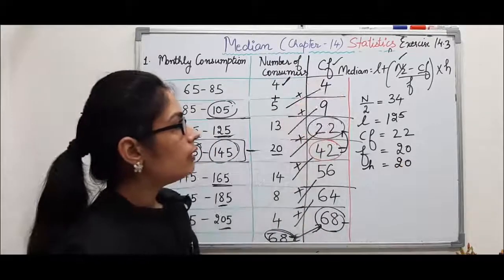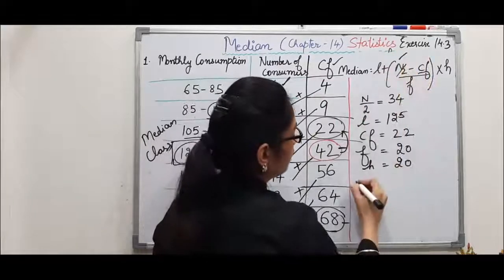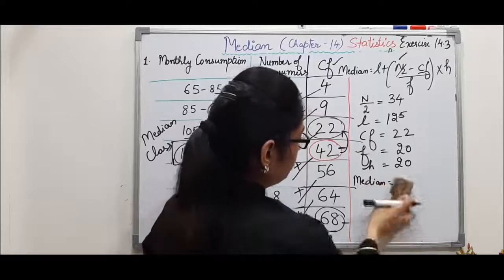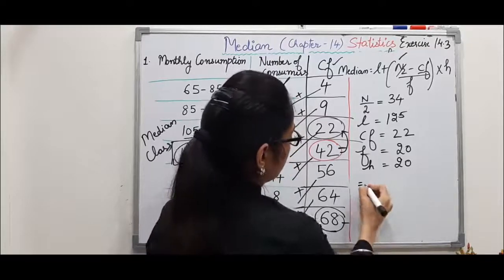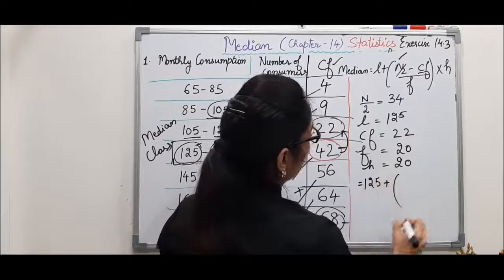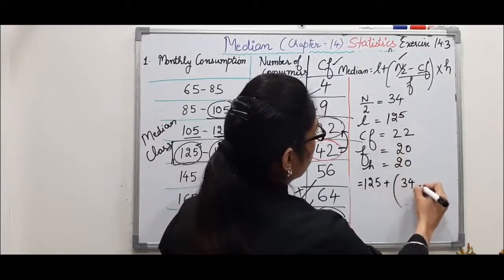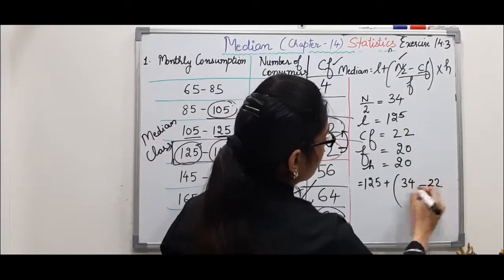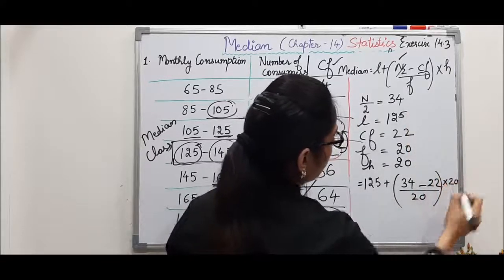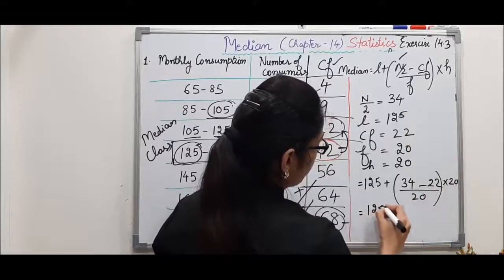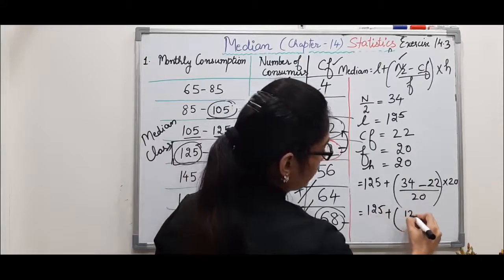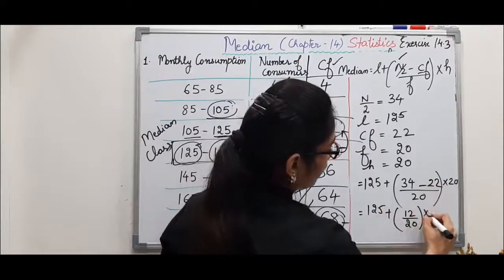Now we have got all the values, we can just substitute them in the given formula and find the median. So median is equal to L. I will directly write it down now. L is equal to 125, plus n by 2 is 34, minus CF, which is 22, upon F, which is 20, into H, which is again 20. So 125 plus 34 minus 22, which is 12, 12 by 20 into 20.